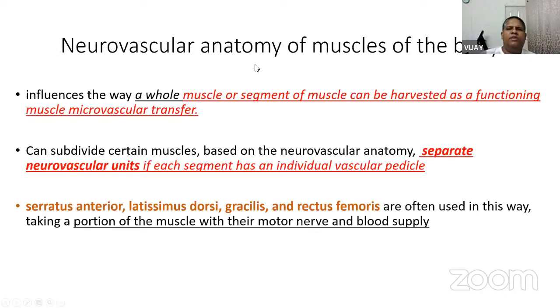So, according to the neurovascular anatomy, a muscle can be taken as a free functioning muscle. If the motor nerve and the vessel supplies a part of the muscle, that particular segment also can be harvested as a functional unit. So that is the reason why the neurovascular anatomy of the muscles has been studied. The common muscles taken as a free functional muscle transfer are serratus anterior, latissimus dorsi, gracilis, and even rectus femoris.